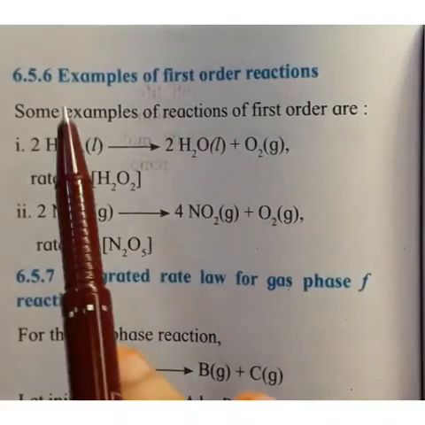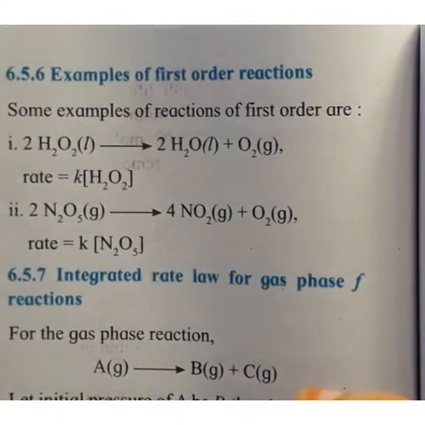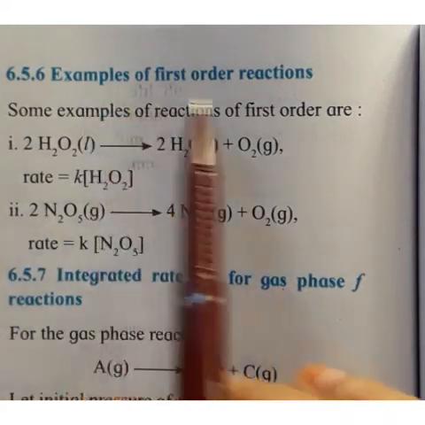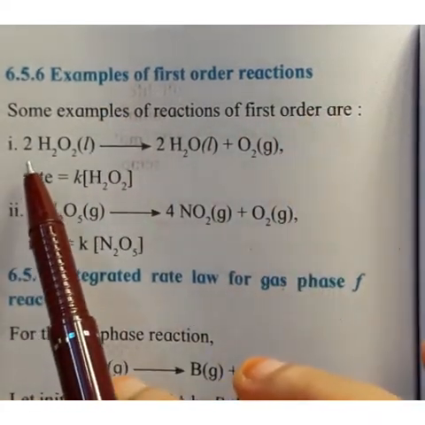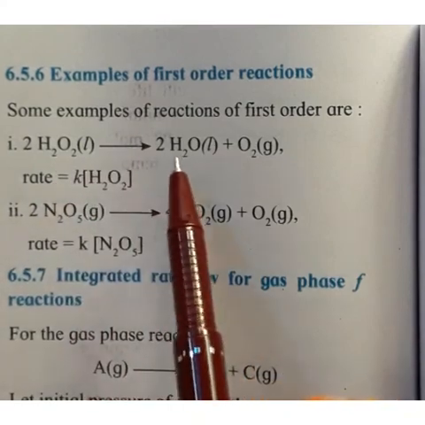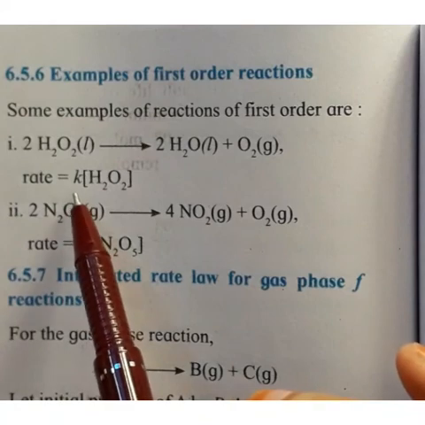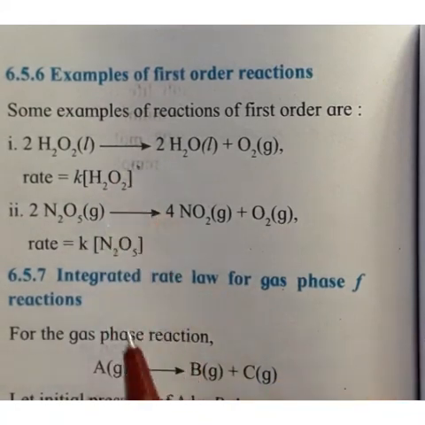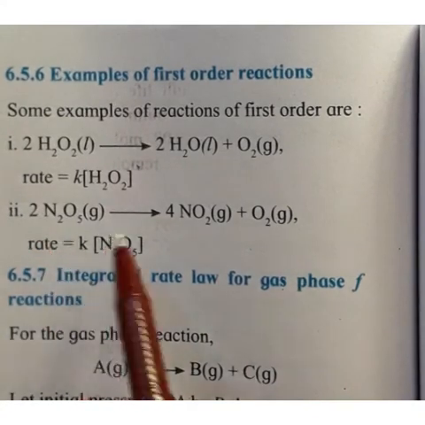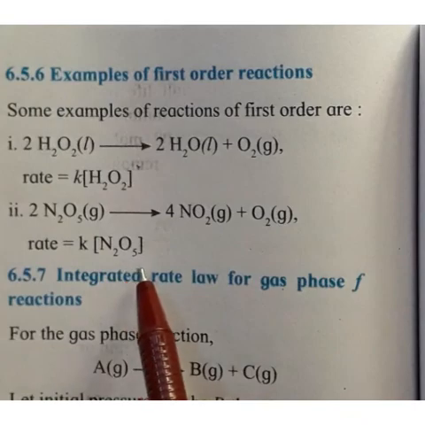And here are some examples of first order reactions. We have seen the integrated rate law, we have seen the half life of first order kinetics, and now here are some examples of first order reactions. See, 2H2O2 gives 2H2O plus O2. The rate law is given, rate is equal to rate constant times H2O2. Here no order is mentioned, which means it is a first order reaction. 2N2O5 gives 2NO2 plus O2. This is also a first order reaction.